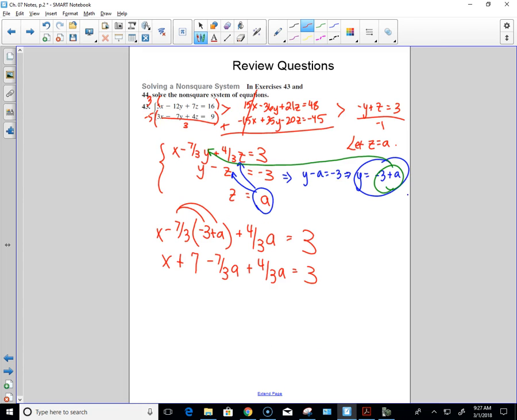But if you guys notice, can't I combine my a's and subtract my 7? So I have x equals, 7 minus 7... that's going to be negative 3/3 a, that's just negative a, and 3 minus 7 is negative 4. Turns out not to be that bad after all. So then x equals negative 4 minus a.